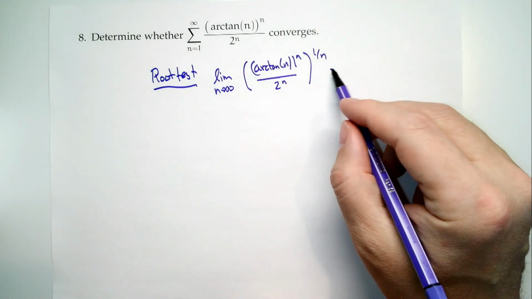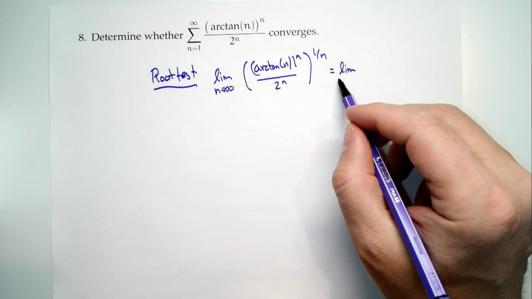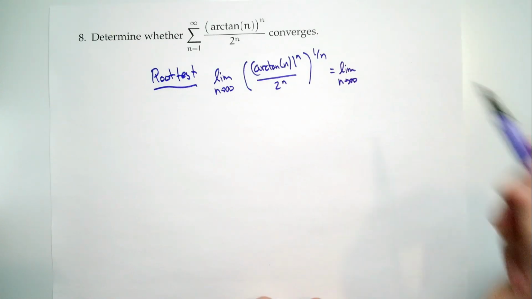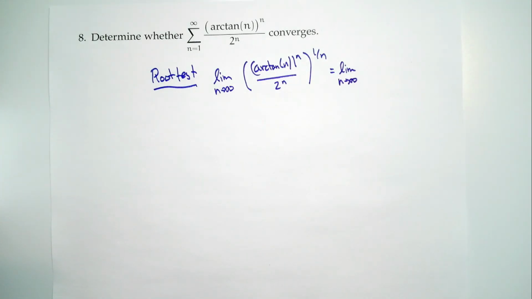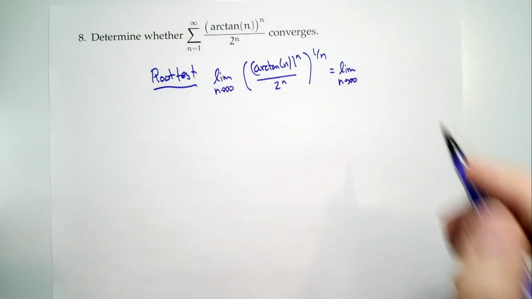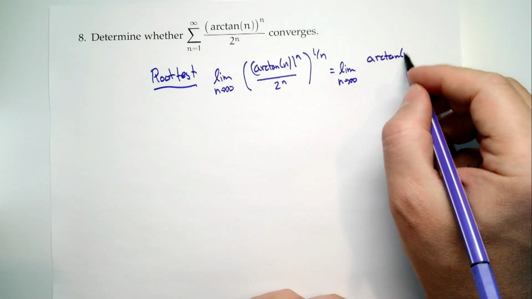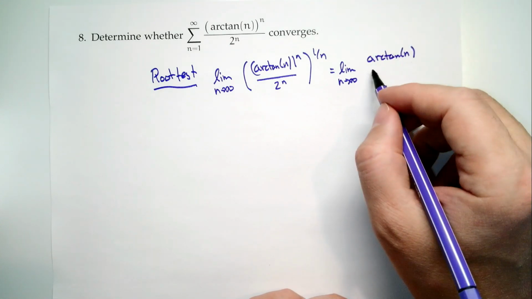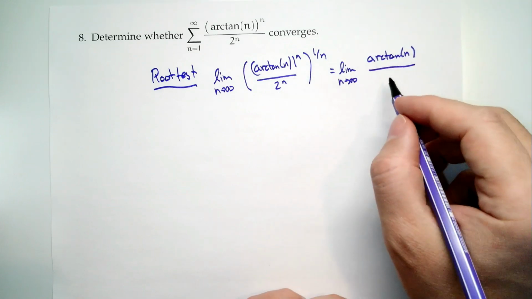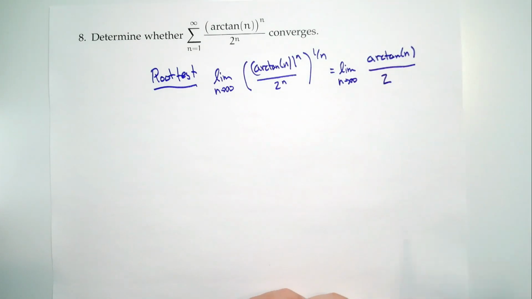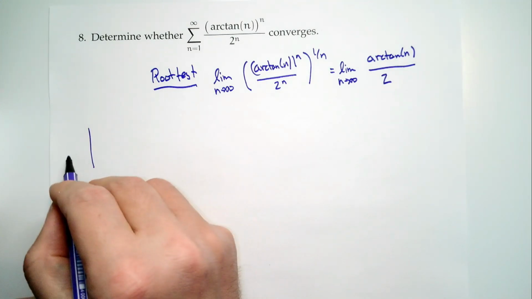Now, this becomes the limit as n goes to infinity of arctangent of n to the 1 over n. What happens is it becomes arctangent of n to the 1. Downstairs, 2 to the n to the 1 over n becomes 2. So now we have to say, what happens to arctangent of n as we let n go to infinity?